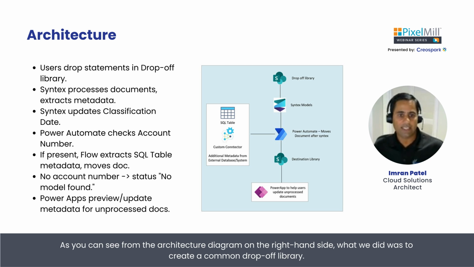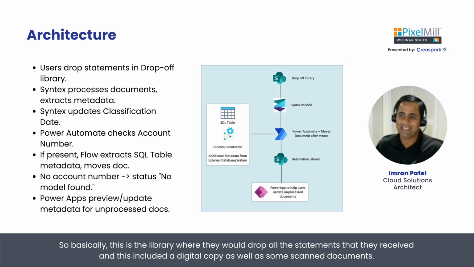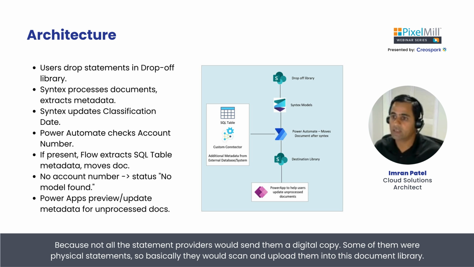As you can see on the architecture diagram on the right-hand side, what we did is we created a common drop-off library. So basically, this is the library where they would drop all the statements that they received. This statement includes a digital copy. Some of them were scanned documents as well, because not all the statement providers would send them a digital copy. Some of them were physical statements, so they would scan them and upload all of those into this document library.